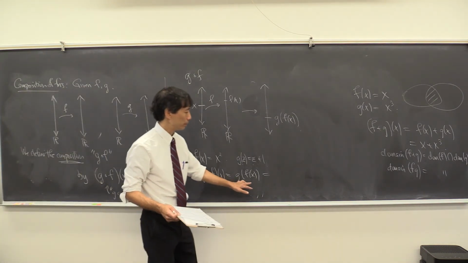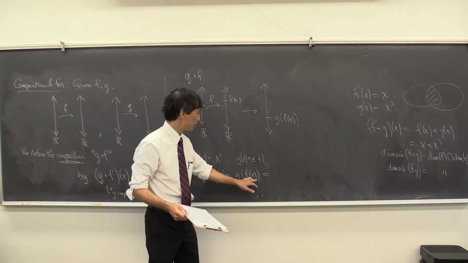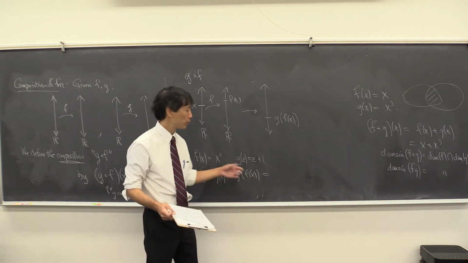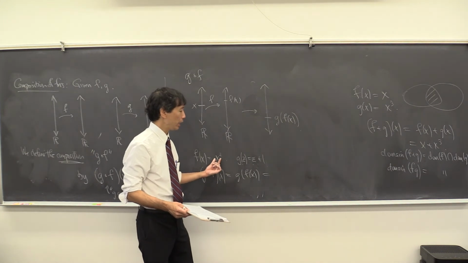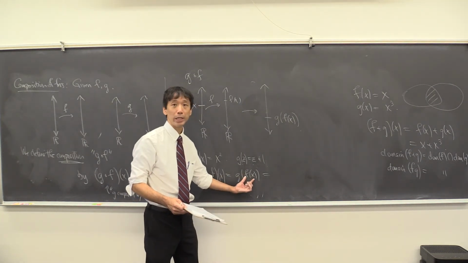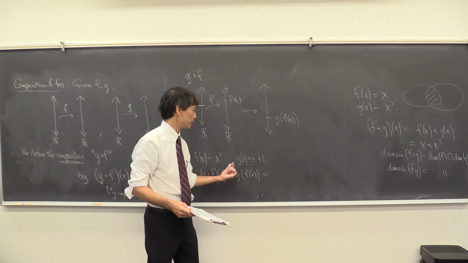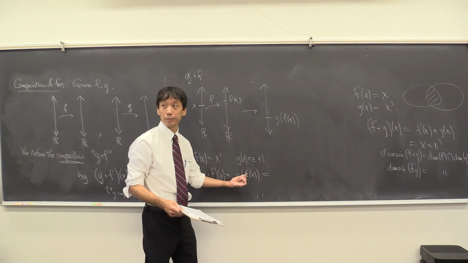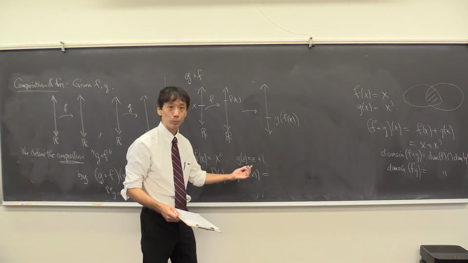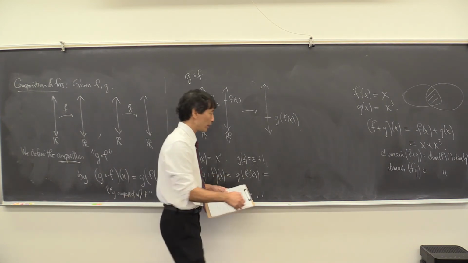Okay, what do we get? f of x is x squared, right? So we take the x squared and we use that as our input of g. So our z is going to be x squared. So what's the output going to be? z plus 1, right? x squared plus 1.